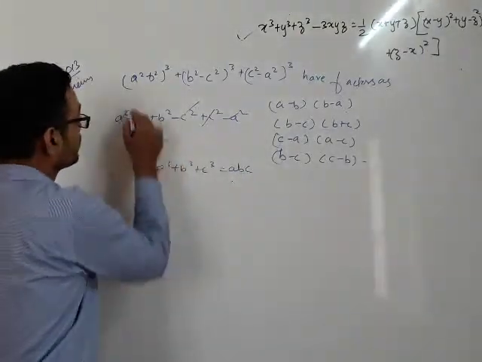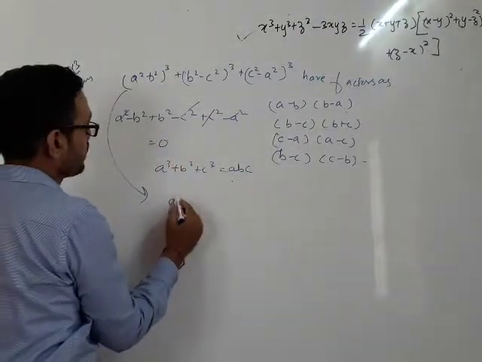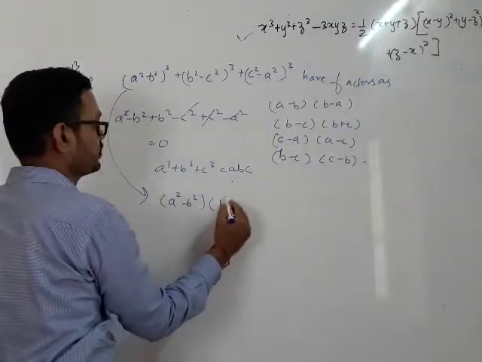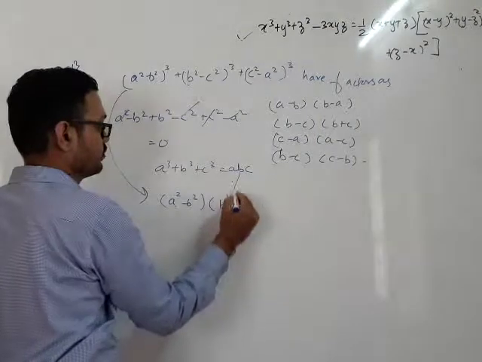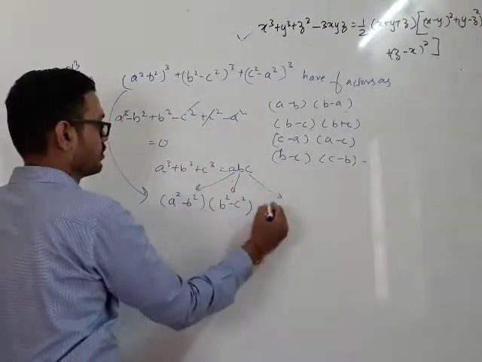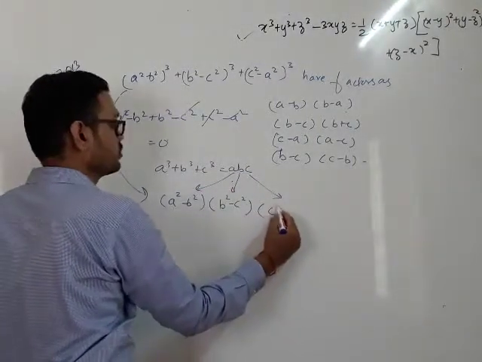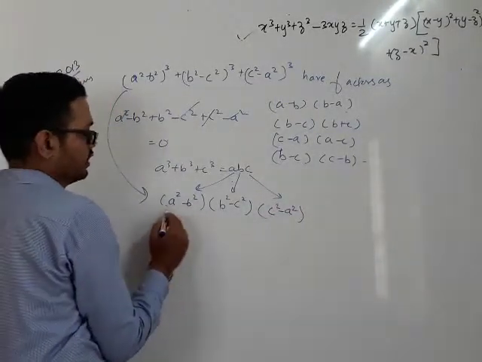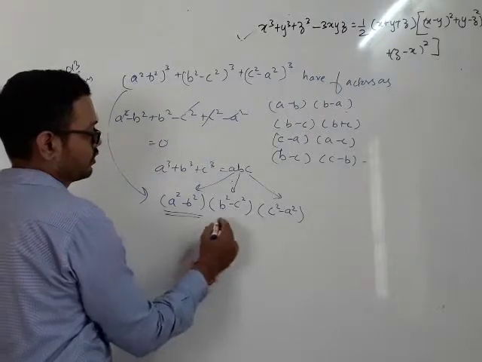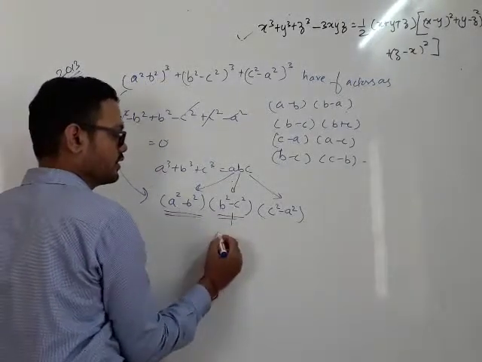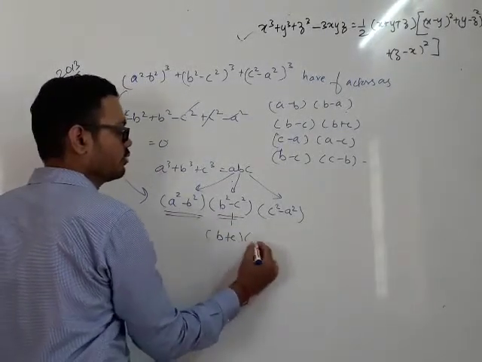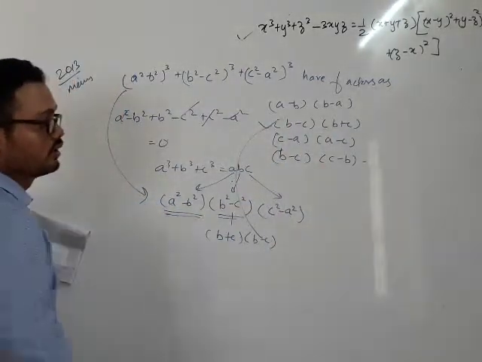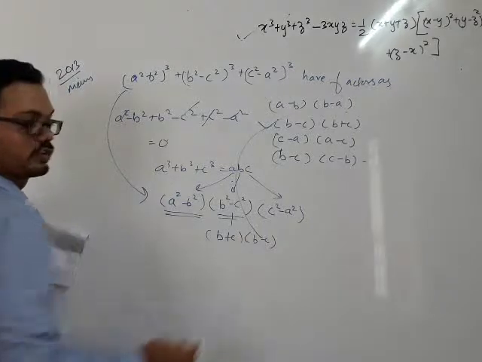It means this can be written as a square minus b square, b square minus c square, c square minus a square. As we know that, this can have the factors b plus c and b minus c. This is your answer. Rest, none of them have the factors.